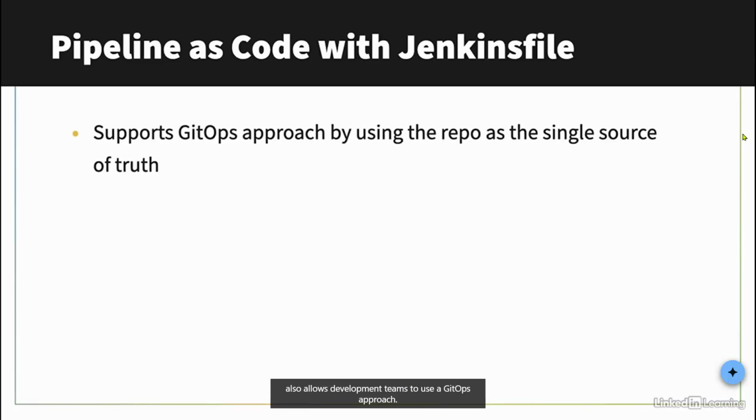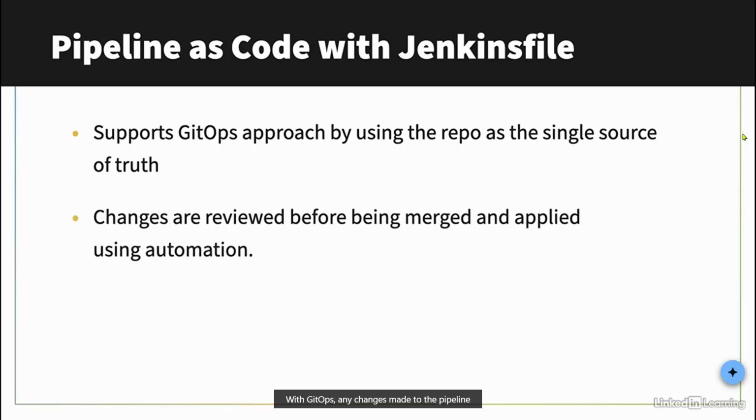Storing the Jenkinsfile in a repo also allows development teams to use a GitOps approach. This means the repository becomes the single source of truth for everything associated with the project, from the application code to configuration for tools that support the application, including continuous integration tools like Jenkins. With GitOps, any changes made to the pipeline can be reviewed and discussed with the team before being merged and applied using an automated process. Now that we know how we can use and benefit from a Jenkinsfile, let's use a pipeline stored in a source control management system with the job we were looking at earlier.